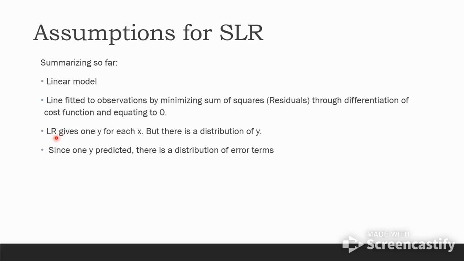Linear regression (LR) gives one y for each x, but in reality there is a distribution of y. If you look at the scatter plots, there is a range of values of y at a particular x. Since we are using this line to predict only one y, there is an error that is likely to be there, and there's a distribution of error because there is a range of values. So error will also have a range of values, which will have a distribution. Which brings us to the assumptions for simple linear regression to work.